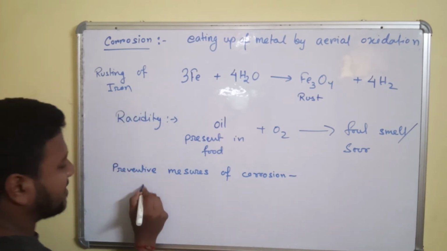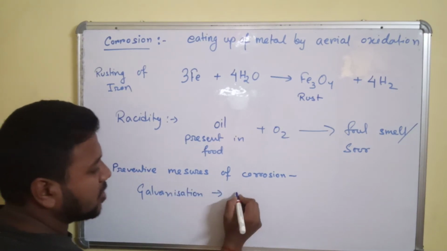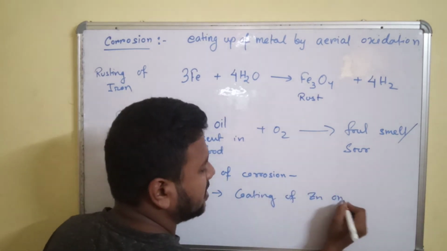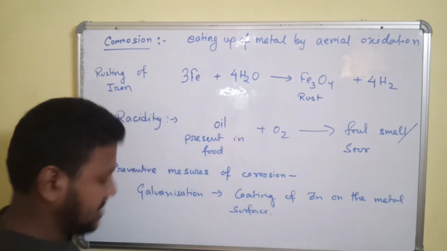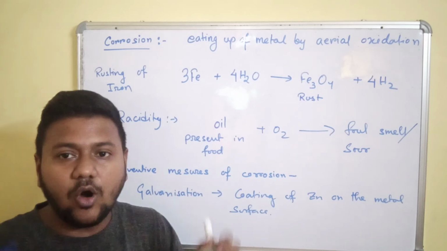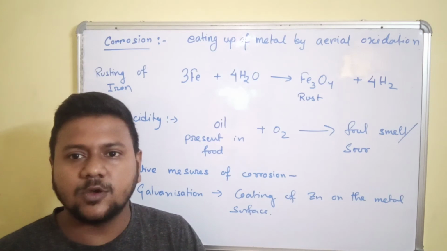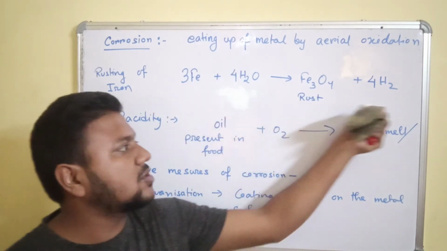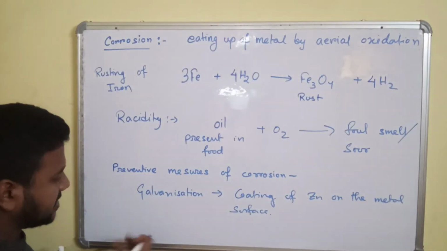The first one is galvanization. If we put a coating of zinc on the metal surface, it keeps the metal safe from corrosion. The zinc which is coated on the surface of the metal does not allow the atmospheric oxygen and moisture to come in contact with the metal, and hence this reaction does not occur. Moreover, there is one more thing, which is alloying.